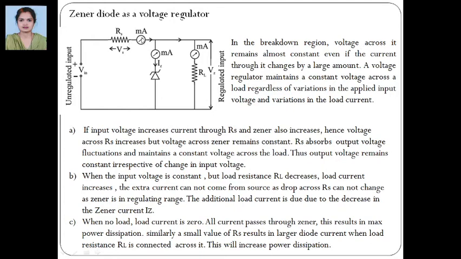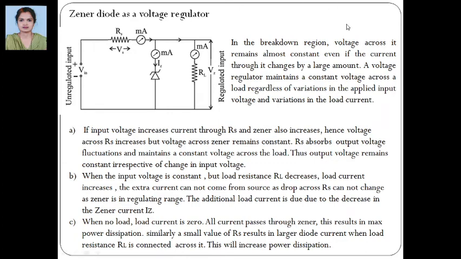To measure this current, we have connected a milliammeter here. Voltage across this resistor is represented by Vs. Current through the Zener can be measured as Iz through this milliammeter. Load resistance RL is connected. Voltage across that is Vz. Why? Because the Zener diode and load are connected in parallel, hence whatever is the voltage across the Zener, the same voltage appears across the load. For measuring the load current, we have connected another milliammeter.